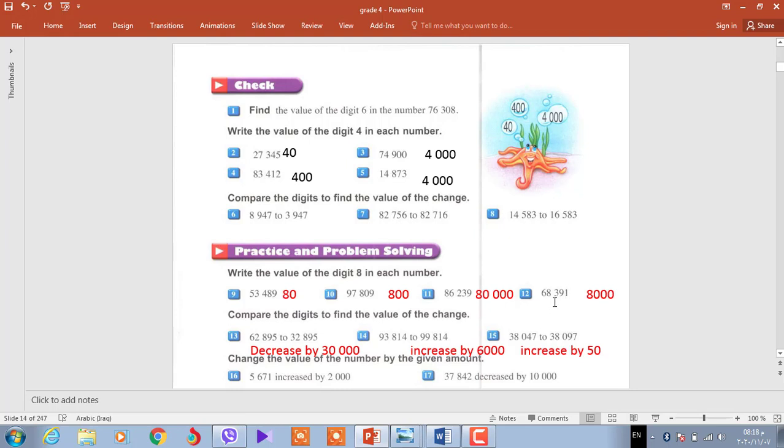In practice 12 we have ones, tens, hundreds, thousands. So we have 8 in thousands. So we have 8,000. This one is 8,000.